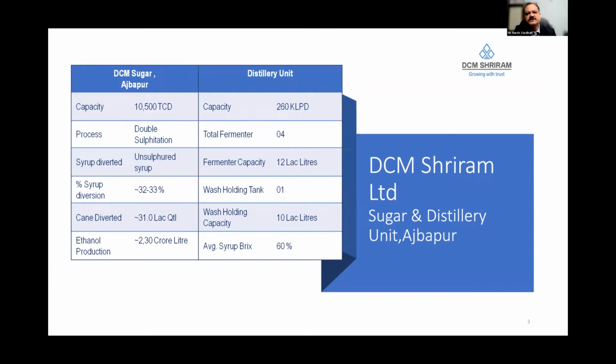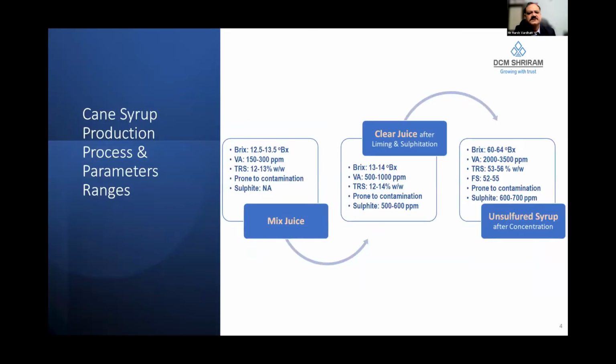The capacity of the distillery with BIB is 260 KLD. We have 4 fermenters, each with a capacity of 12 lakh liters, and a wash holding tank with a capacity of 10 lakh liters. The average syrup brix on which we operated was approximately 60 degrees brix. So these are the brief process parameters.